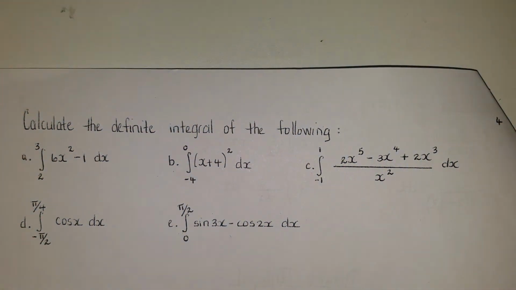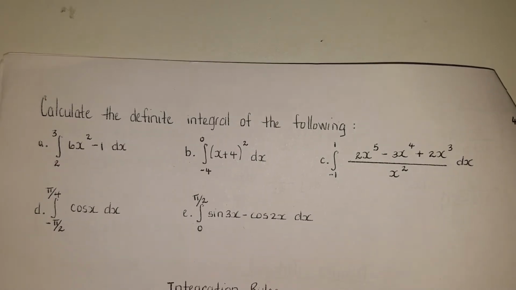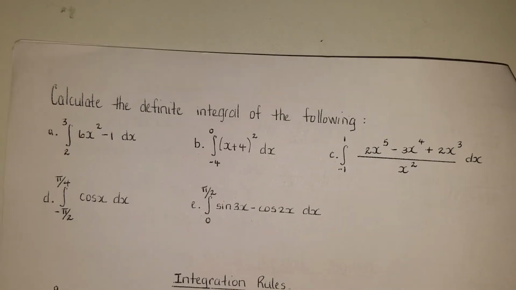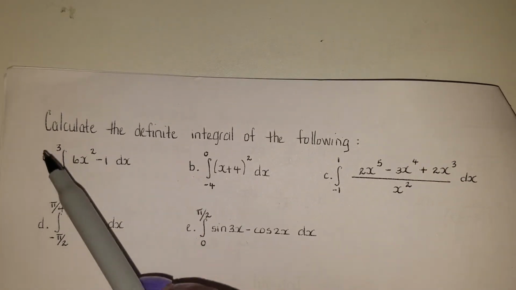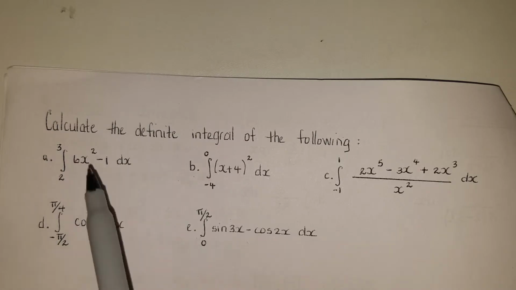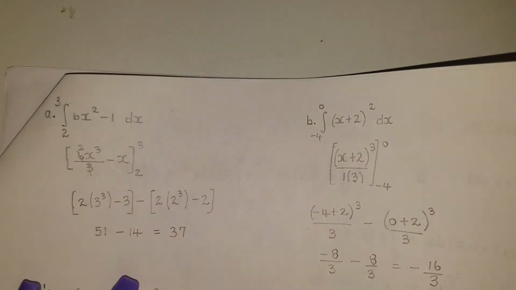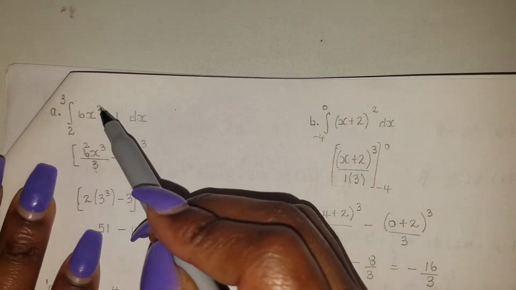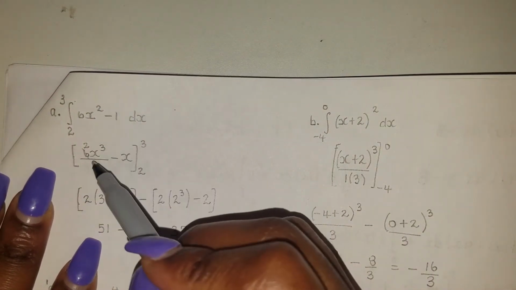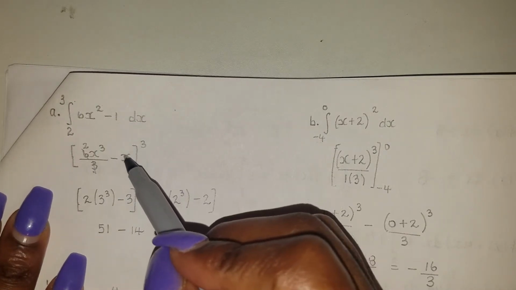So we have some questions that follow that we're going to work out together. So first question, the integral from 2 to 3 of 6x squared minus 1. So first step, we're going to integrate our f of x function. When we do that, we add 1 to our power of 2 to get 3 and divide by 3. And if we integrate a negative 1, we get a negative x.